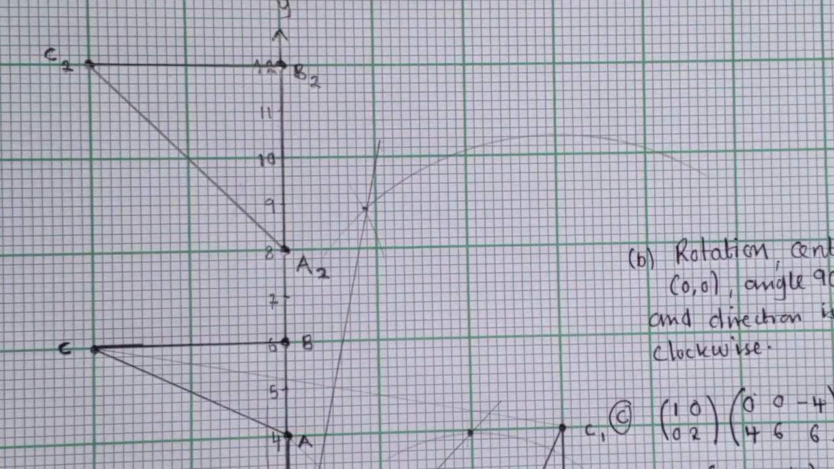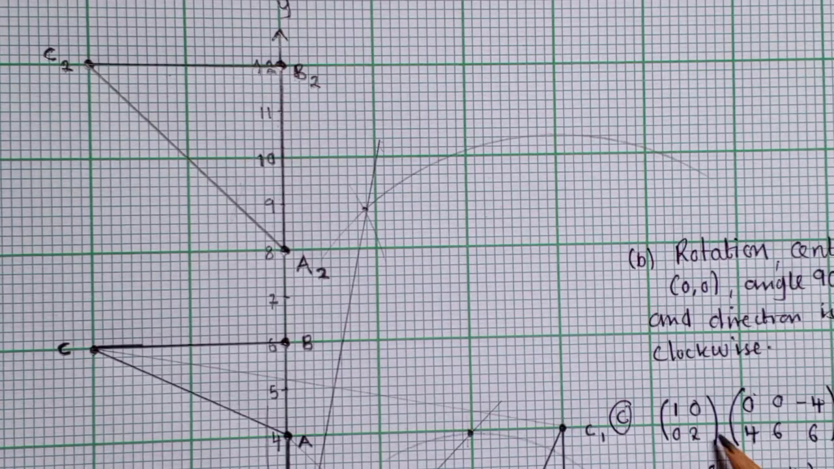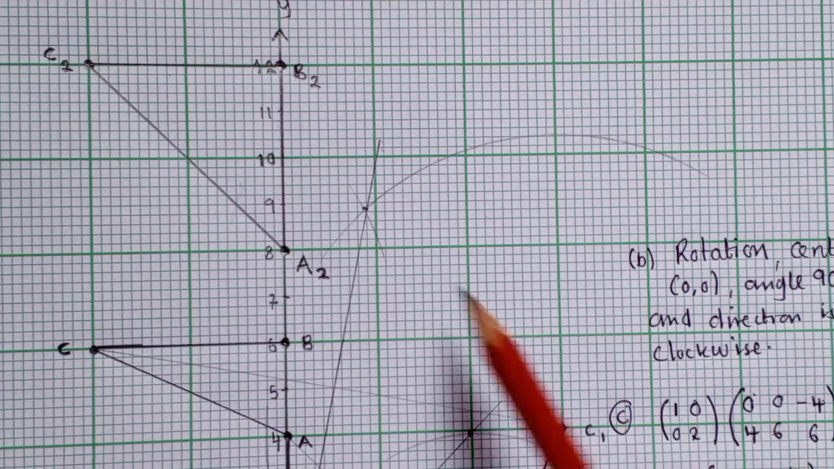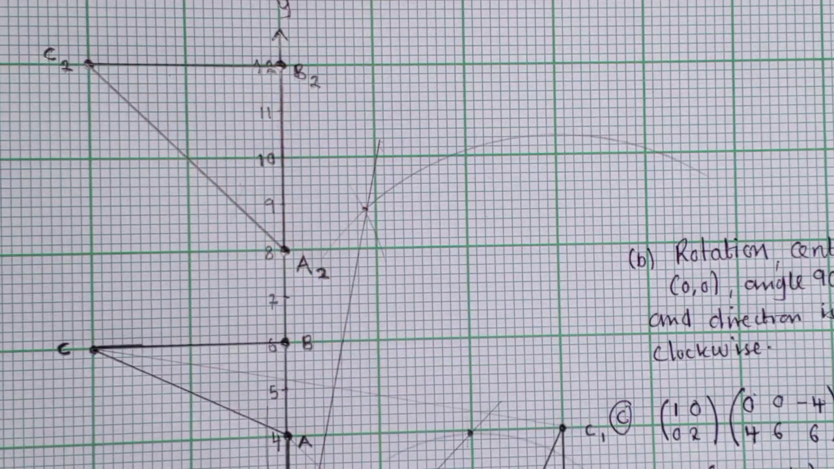So we've answered question C. This is what we are expected to do: just multiply here. After multiplying, we get the coordinates and then we draw them. So that's it. Let's go now to the next question and see what we're supposed to do. That's question D. For question D, they have given us the coordinates.